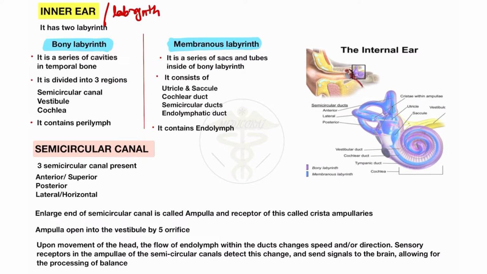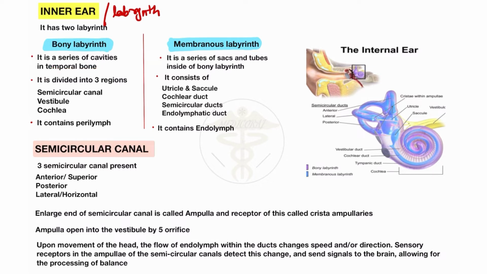The bony labyrinth is a series of cavities in the temporal bone. Here you will see the purple color. The purple color is called the bony labyrinth, and inside of this bony labyrinth is the membranous labyrinth. It is blue color. So the blue color is called the membranous labyrinth and the purple color is called the bony labyrinth. I already said that our ear is situated in the temporal bone, and the inner ear also. So the bony labyrinth is a series of cavities present in the temporal bone.